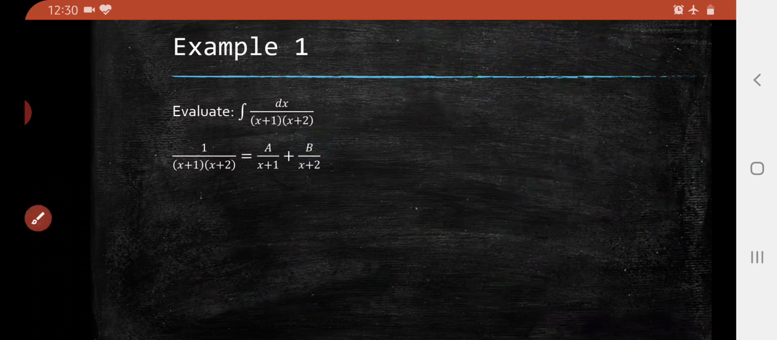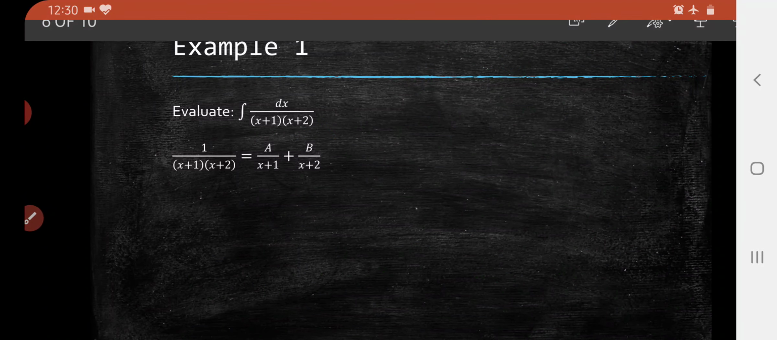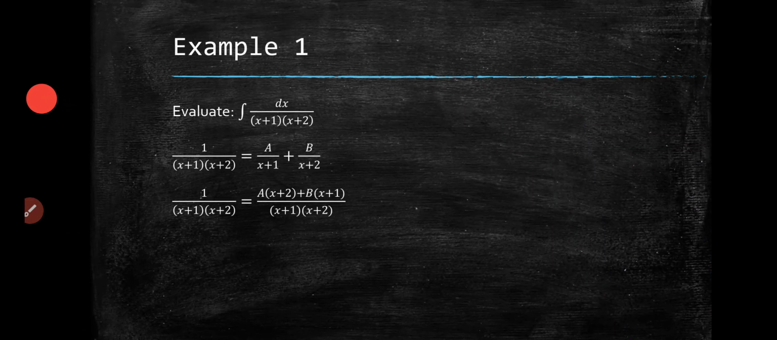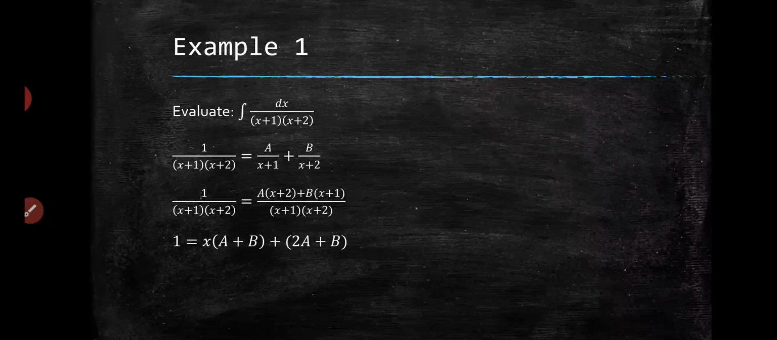So you have written it something like this. Now the next job will be to take LCM on the right hand side. After you have taken LCM on the right hand side, you get something like this: a into x plus 2 plus b into x plus 1. Now let us take the terms containing x, and separate the terms not containing x separately. So it is something like this.